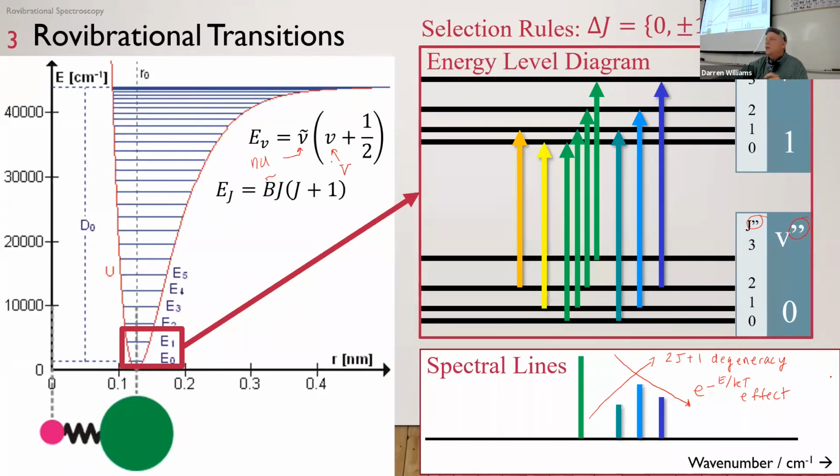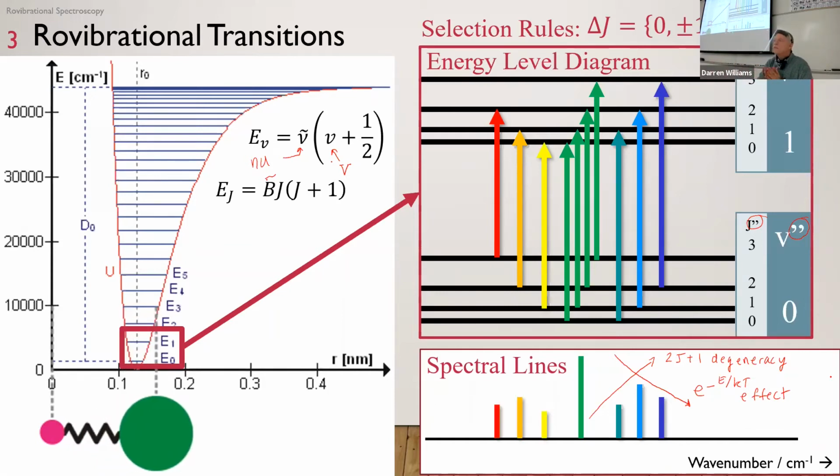And if you don't believe me, print the notes out and get a ruler. Okay. And then the next one is 3 to 2, and it's even shorter than the orange. And so I've color coded these to get more and more red because the arrows get shorter and shorter. And then down in the spectrum, all 3 of these lines would show up there.